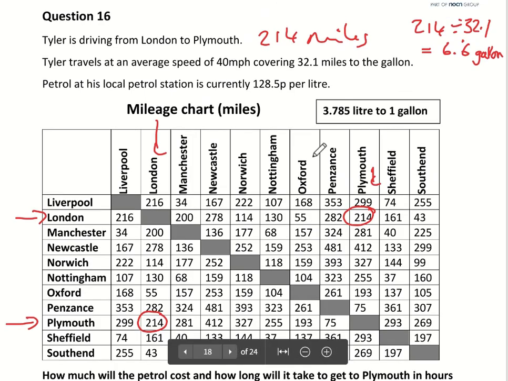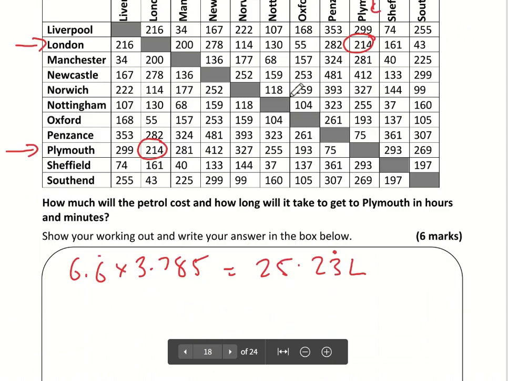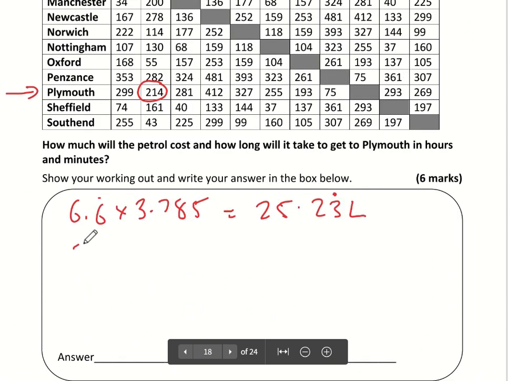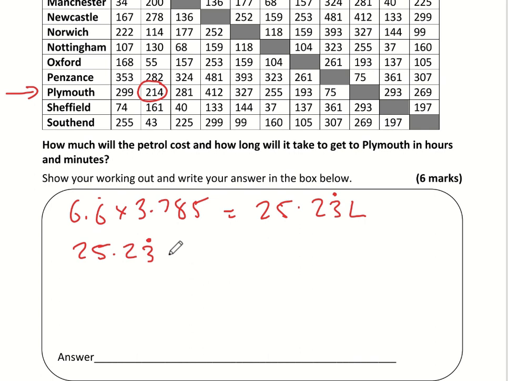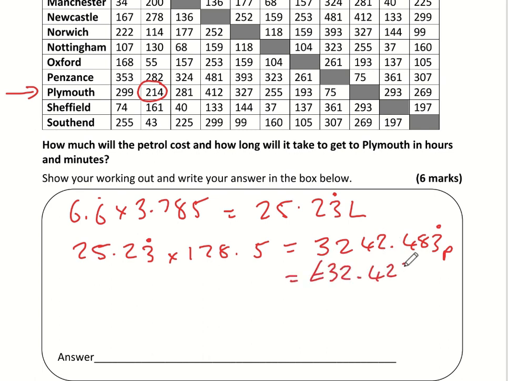Now we've been told that a litre of petrol costs 128.5 pence back in the good old days. 25.23 multiplied by 128.5, that is 3242.483 recurring, and remember that this is pence, so turning this into pounds, that is going to be £32.42483. So as it's a price, we'll round to 2 decimal places, so £32.42. So we've worked out the petrol cost, and we want to work out how long it's going to take.